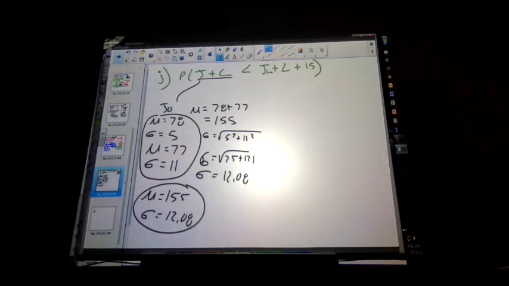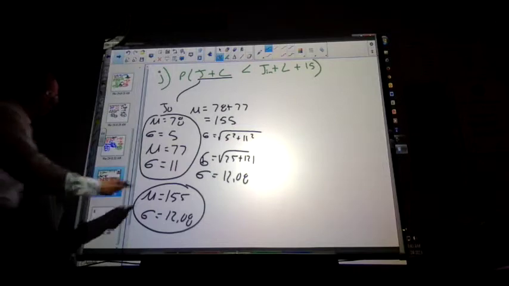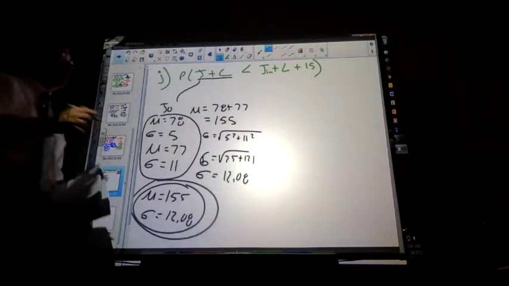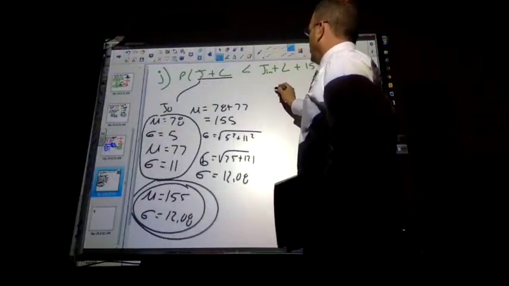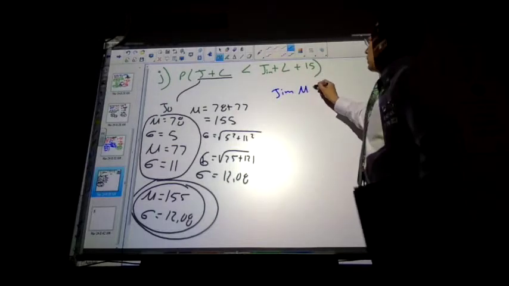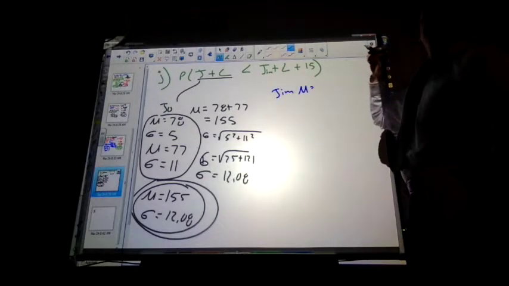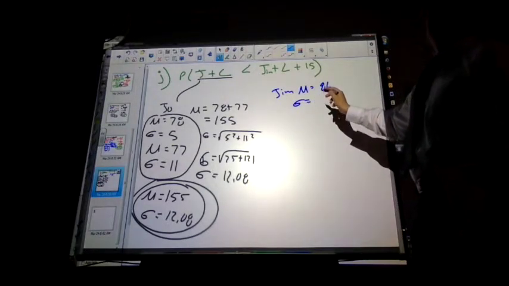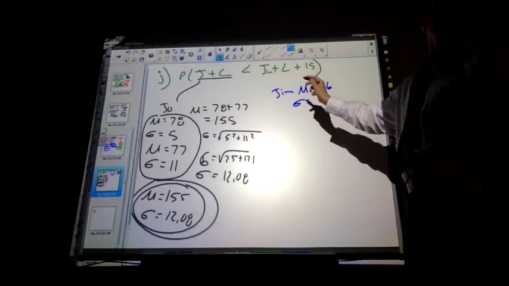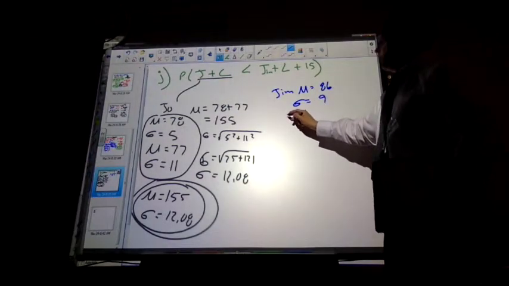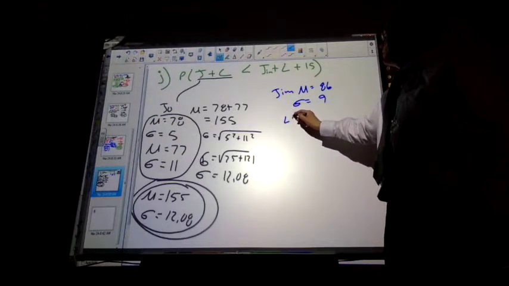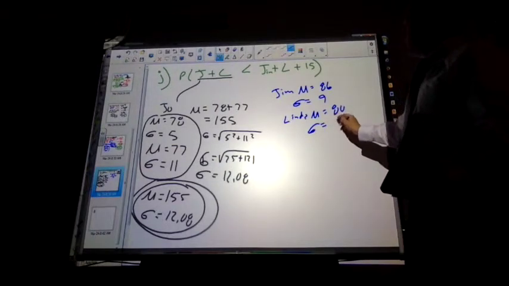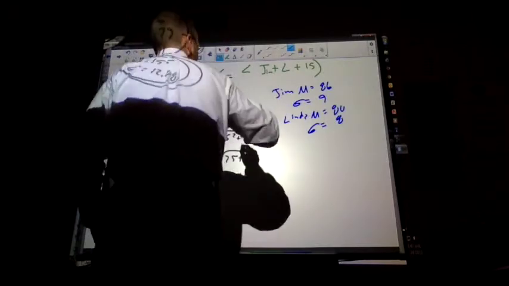And now I'm going to find Jim and Linda's. Once I have the new one, because this is the information that I'm going to use for Joe and Charles, so now I want to do this over here. What is Jim's average? 86. His standard deviation is what? 9? Is that what it is? Yeah. Okay. And Linda's is what? 80, and her standard deviation? 8. Okay, so now I'm going to go through that whole thing for these guys.